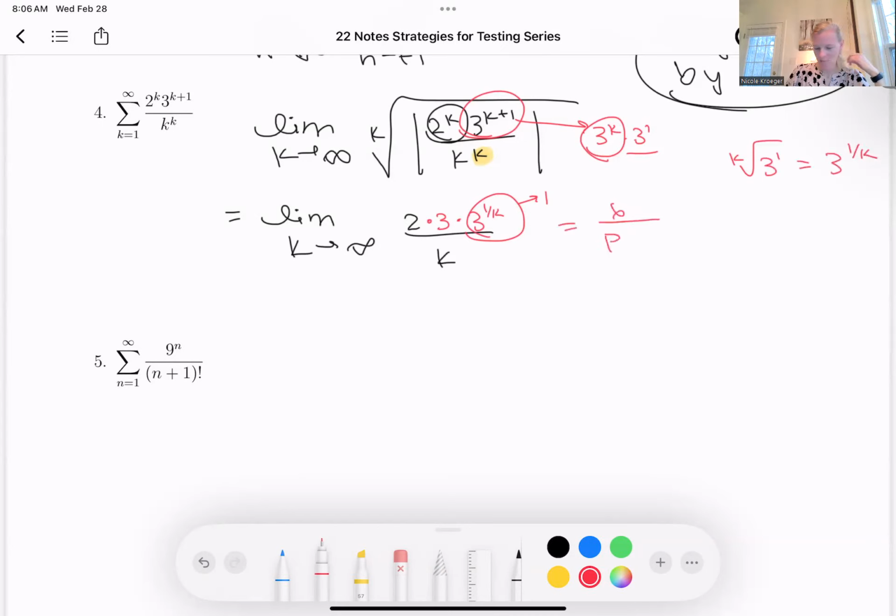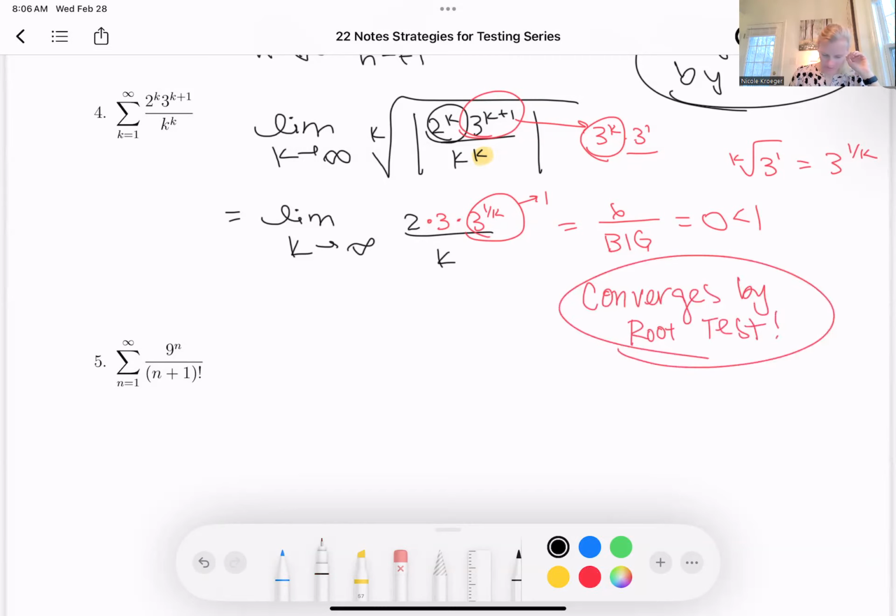I'm going to have 6 over a big number, which gives me 0. The root test tells me if I get something less than 1, then my series converges. So this converges by the root test.